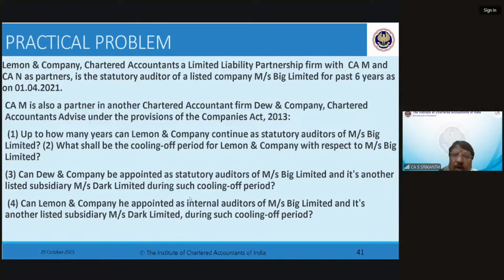Poojaji is jumping to 4. I will first take 3. Mr. Adil Khan, you have given a single answer. Be careful, because it's a double-edged question. There are 2 questions here. You have to divide this question into 2 parts. Can Dew and Company be appointed as statutory auditors of Big Limited? Your answer is correct. No, because it has common partners. And it's another listed subsidiary, Dark Limited. That cannot be, no.